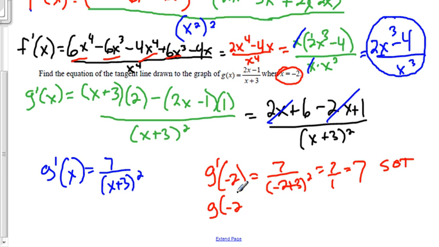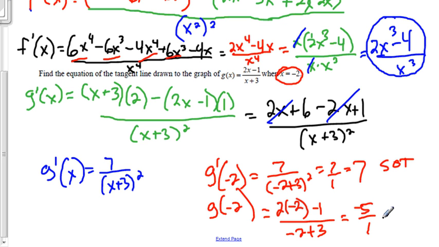I need to find the point of tangency. Put that back into the original function. I replace x, and I substitute in negative 2. 2 times negative 2 is negative 4. Minus 1 is negative 5. And I get negative 2 plus 3 is 1, so I get negative 5. So my point of tangency is at negative 2.